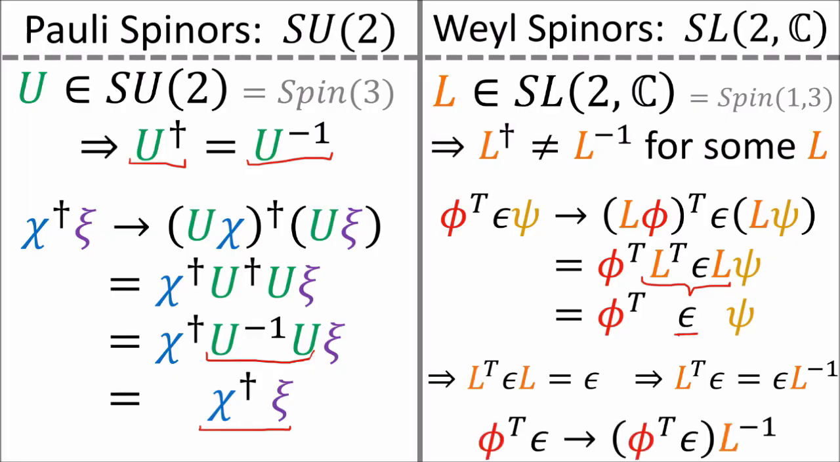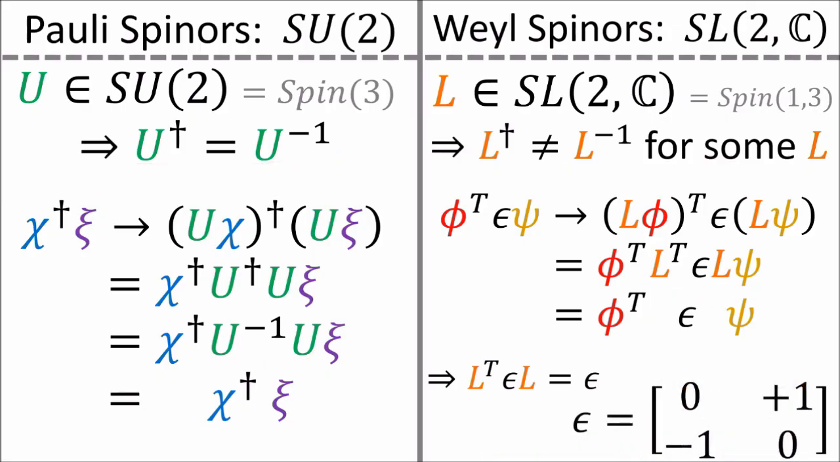This basically means we can take phi transpose epsilon to be the left half of the scalar product, which transforms with L inverse from the right. This gives us an invariant scalar product. As shown in video 9, epsilon ends up being this antisymmetric 2x2 matrix here.